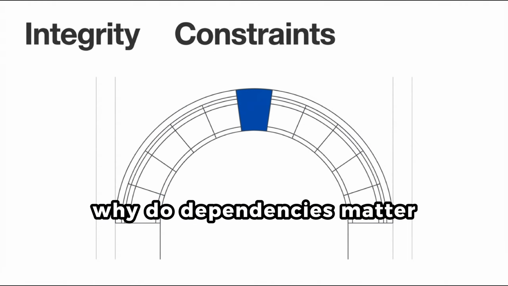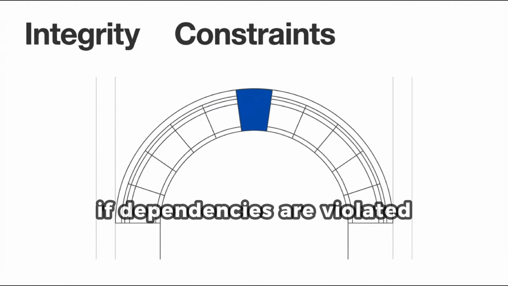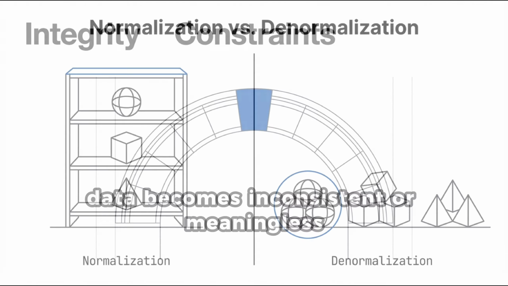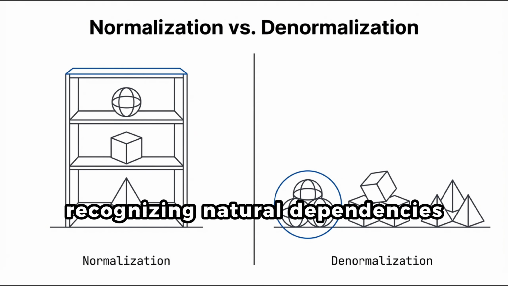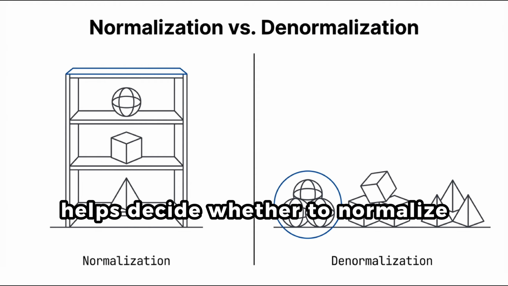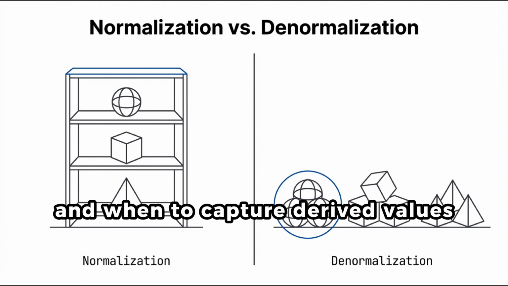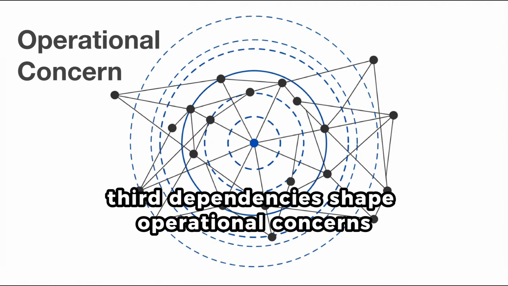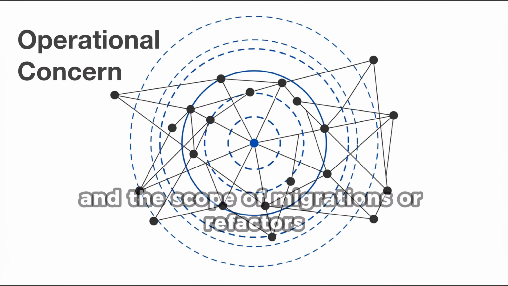Why do dependencies matter? First, they define integrity constraints. If dependencies are violated, data becomes inconsistent or meaningless. Second, they influence schema design. Recognizing natural dependencies helps decide whether to normalize or denormalize, where to place keys, and when to capture derived values. Third, dependencies shape operational concerns: update ordering, transaction boundaries, and the scope of migrations or refactors.